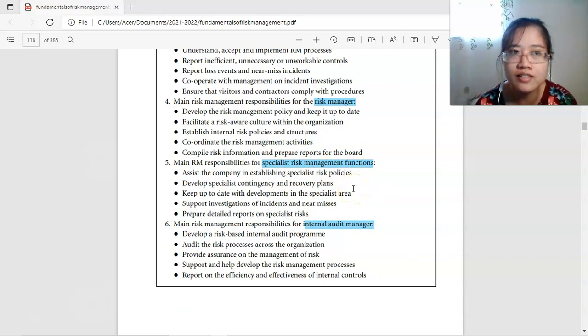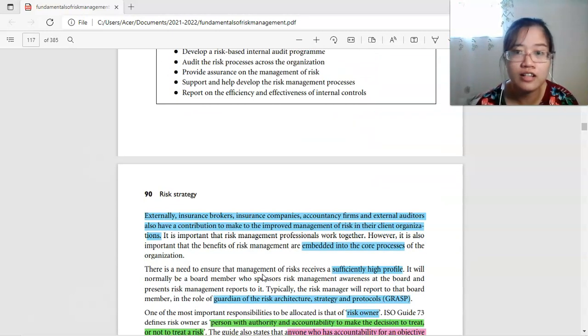Ito yung sa medical field, sa energy sector, sa finance sector. Assist the company in establishing special risk policies, develop specialist contingency and recovery plans, keep up to date with developments in the specialist area, support investigations of incidents and near misses, prepare detailed reports on specialist risk. Okay. Tapos for the internal audit manager, develop a risk-based internal audit program, audit the risk processes across the organization, provide assurance on the management of risk, support and help develop the risk management processes, diba, kung kailangan pa ng improvements, and then report on the efficiency and effectiveness of internal control. Ayan.